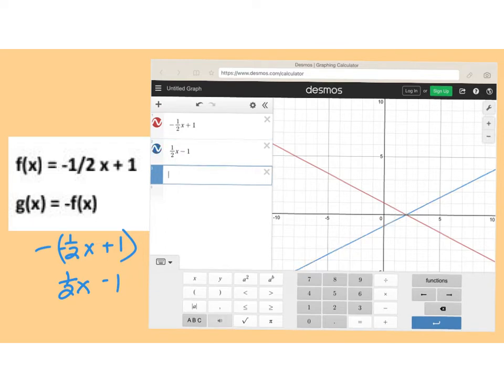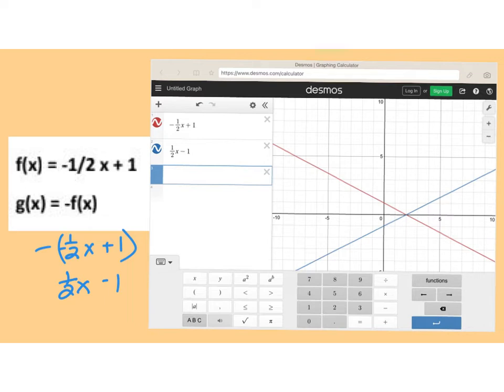I'm hoping you notice here that our intercepts flip-flopped. Think of the x-axis as an imaginary line. If you notice, this is the same distance from this, and this is the same distance from this. So this is what we call a reflection, and it's a reflection over the x-axis.